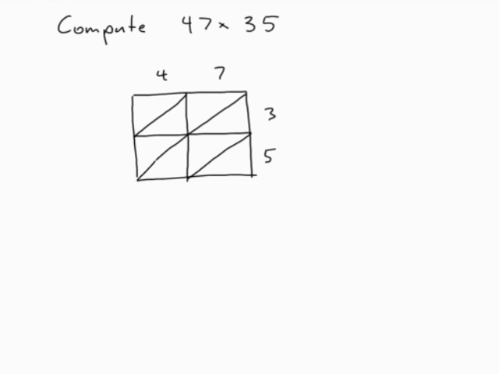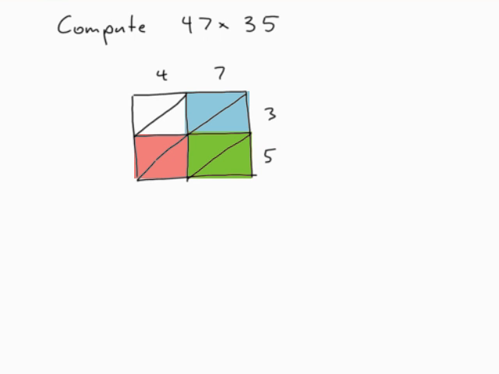The way you should think about this is that each square represents a different multiplication calculation. The top left is 4 times 3. The top right is 7 times 3. The bottom left is 4 times 5. And the bottom right is 7 times 5.